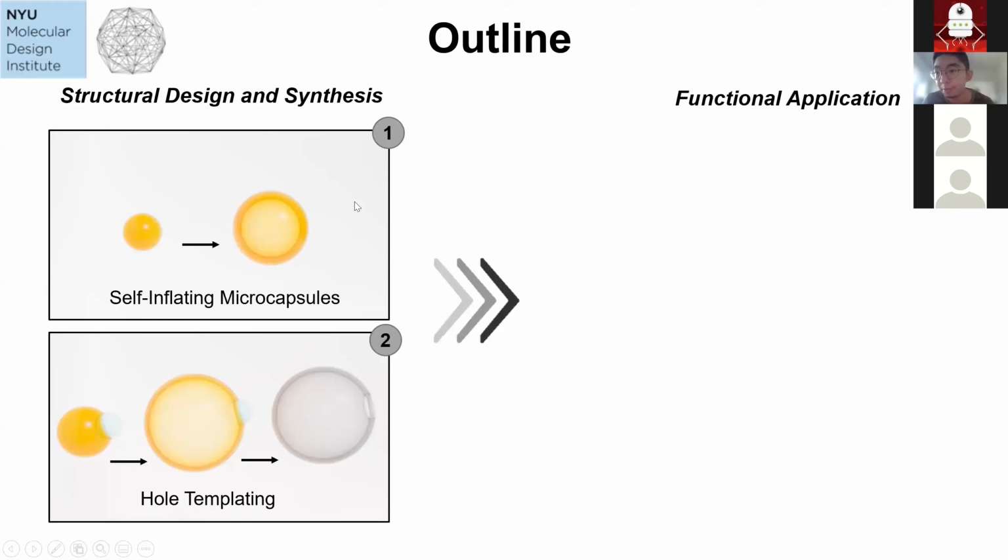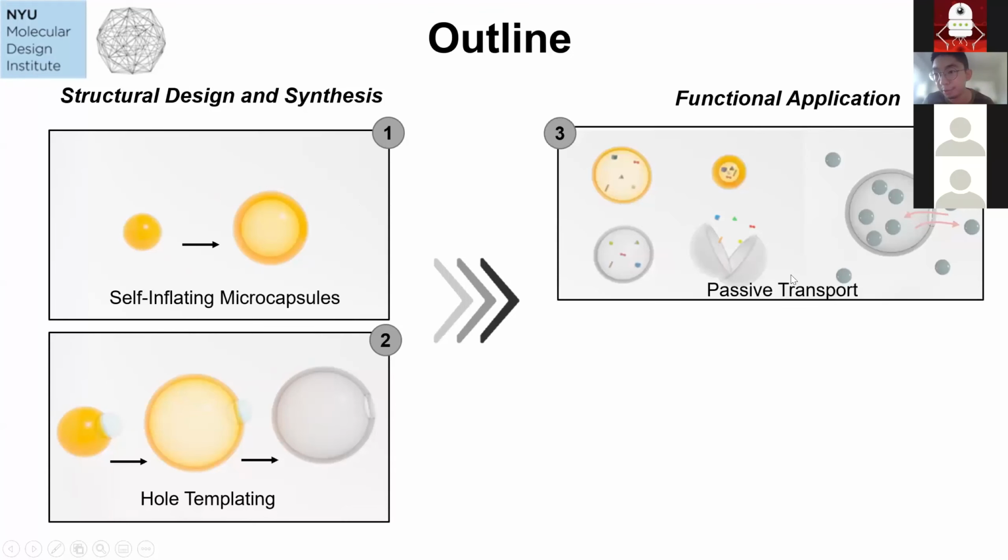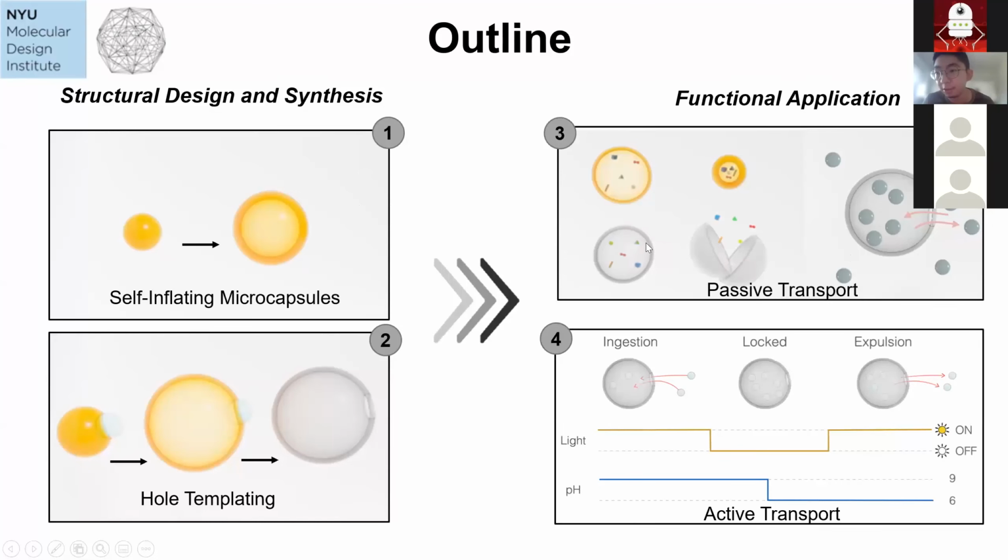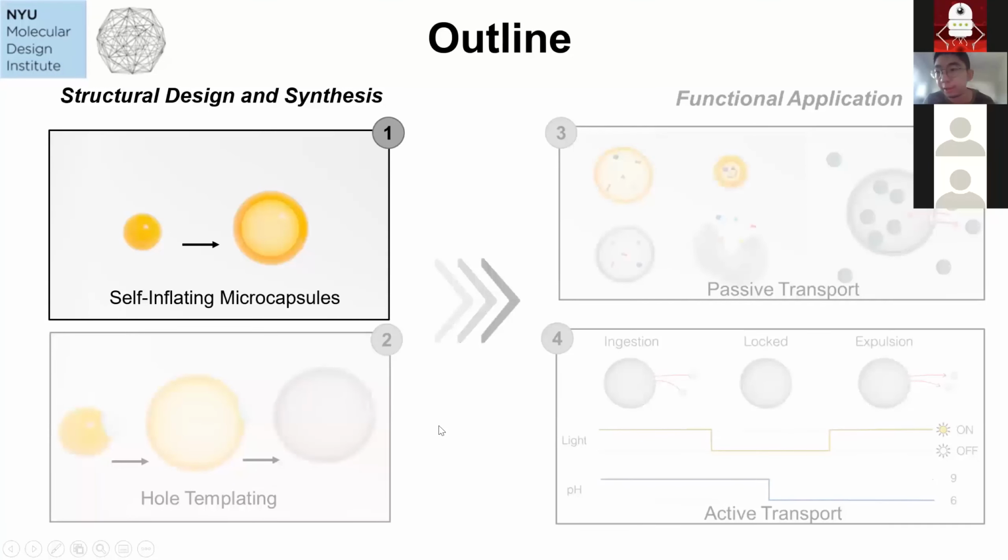The first is the simple case, which is the passive transport. I'm going to briefly talk about how we can measure and study the transport on the molecular scale and the particle level scale. And finally, I'm going to talk about the active transport, which is to utilize the power of active colloids to transform the microcapsule into active cell mimics. So without further delay, let's start from how to make the capsules.